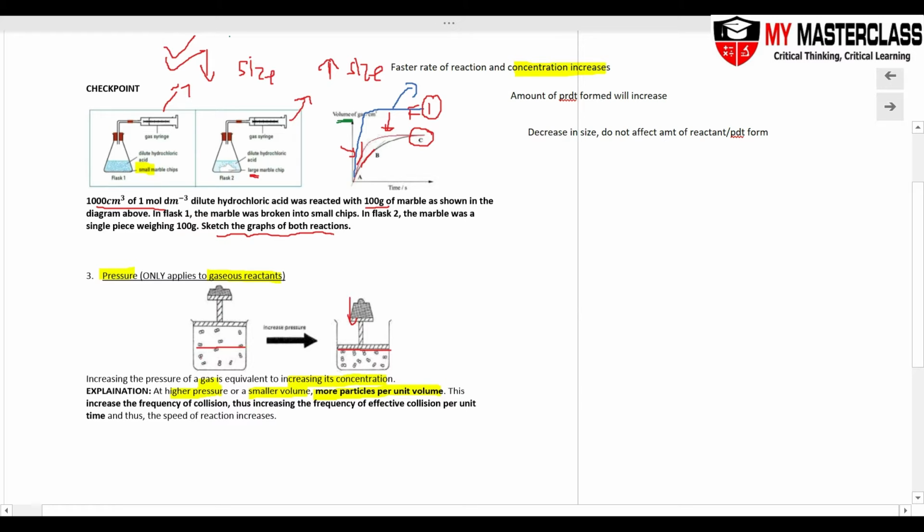In this part, I only have 1, 2, 3, 4, 5, 6 particles in the volume below the red part. But in this picture, I have 1, 2, 3, 4, 5, 6, 7, 8, definitely a lot more than the left side, which is the low pressure. So increased pressure means more particles per unit volume. This increases the frequency of collision, increases the frequency of effective collision, and increases the speed of reaction. We have to write it out properly, word for word.